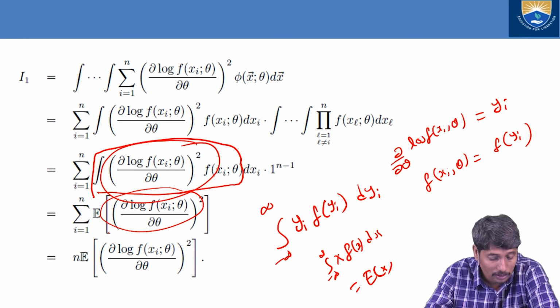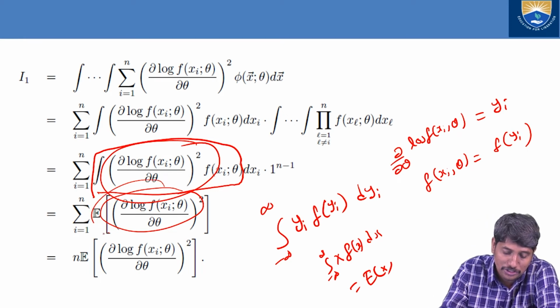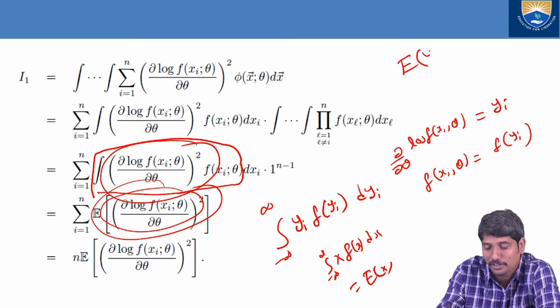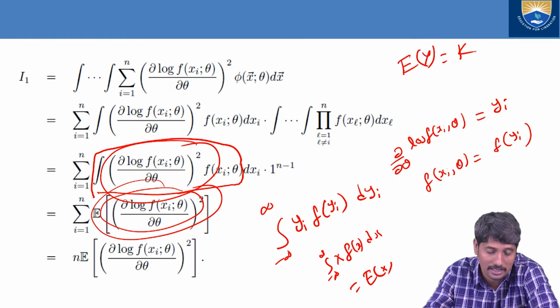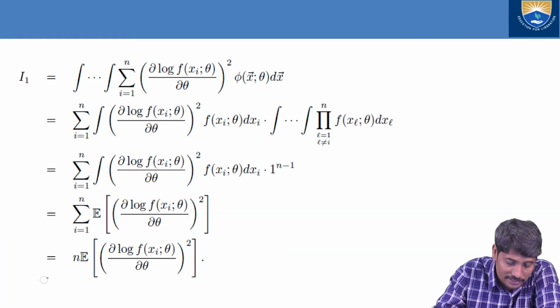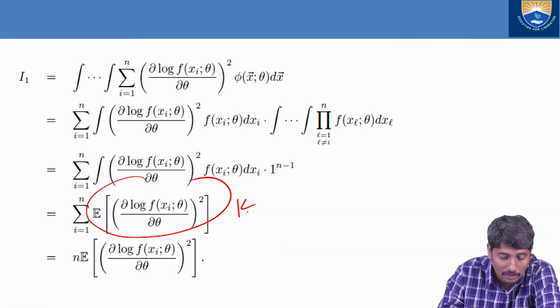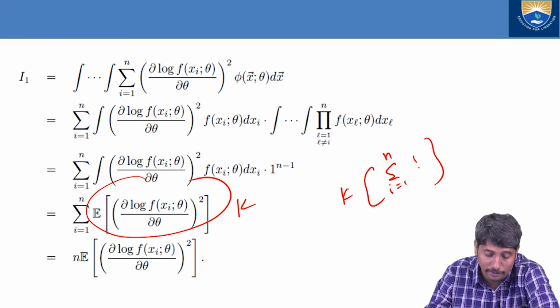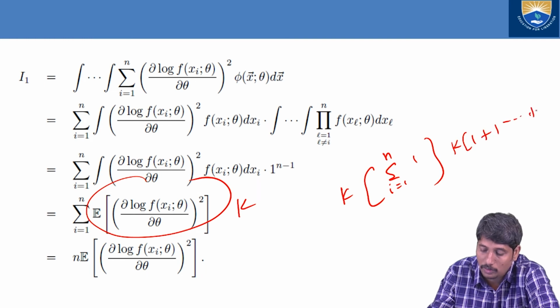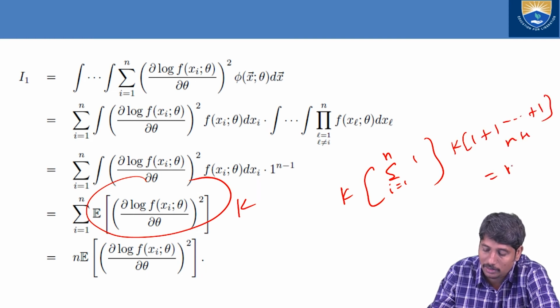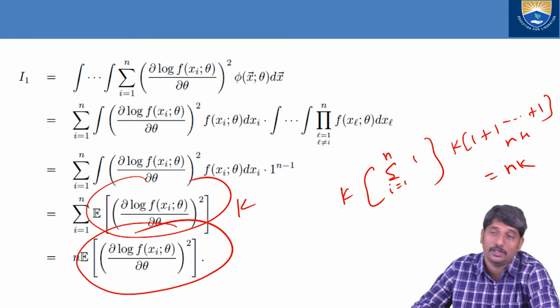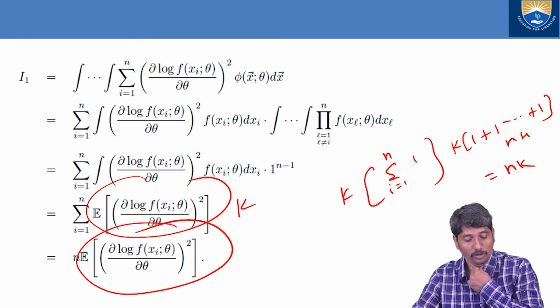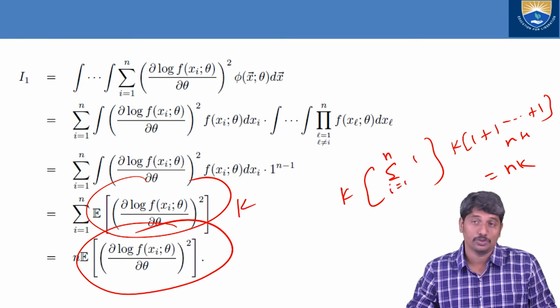You know that an expectation is always a number. Expectation of any variable is a number. You can understand it as k. So what happens when you understand this expectation as a number k? It becomes the summation from i equal to 1 to n of 1. How many times are you adding 1? n times. So it becomes k into 1 plus so on, n times, so it becomes nk. That means n times the expectation of (∂/∂θ of log f(xi, θ)) whole square.